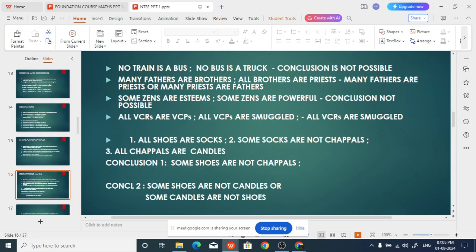Next question. Some Zens are Esteems. Some Zens are powerful. These are cars. Long time back, the Zen was one model and the Esteem was another model; the brand models have changed now. Some Zens are Esteems, what is the type of statement? Particular positive. Some Zens are powerful, particular positive. What is the common term?